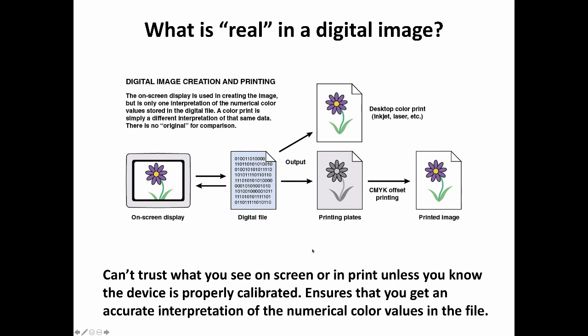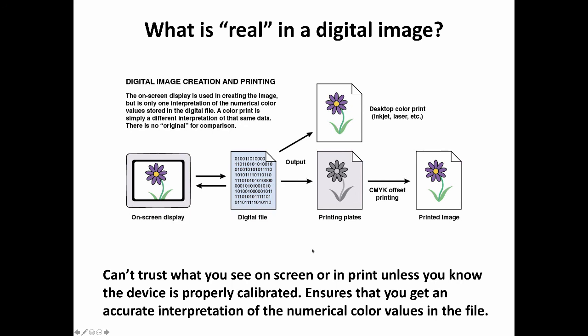So later on, when you were thinking about generating print of this digital file, you could send it to various kinds of printing technologies. You could send it to a desktop printer like an inkjet or a laserjet printer, and you could generate a print. And I suppose you could take that print and hold it up next to the computer screen to see if the print matched what was seen on the computer screen. But again, you never knew if the print matched the numbers in the digital file. You never knew if what you saw on screen matched what was in the digital file.